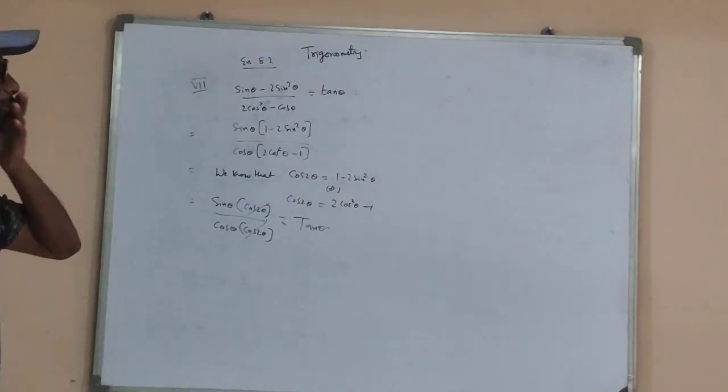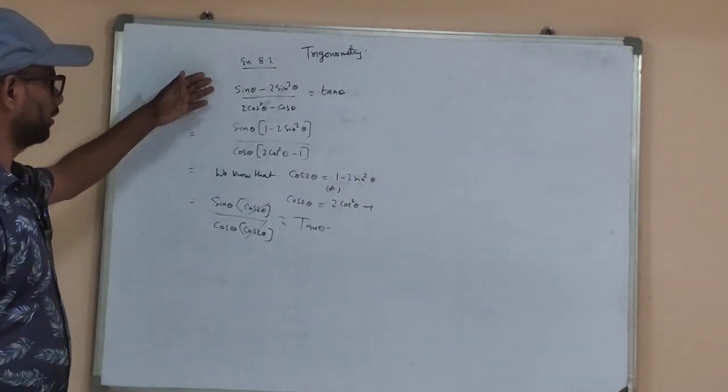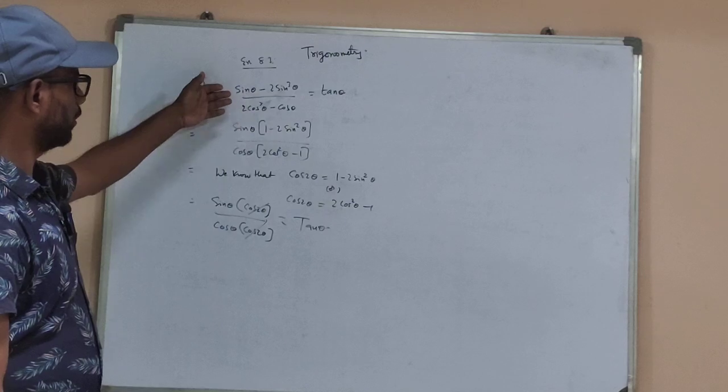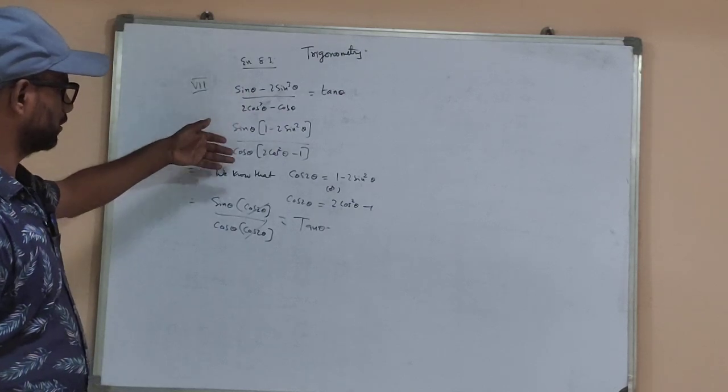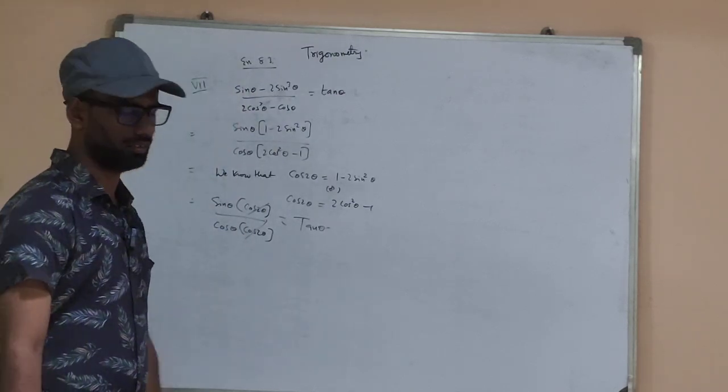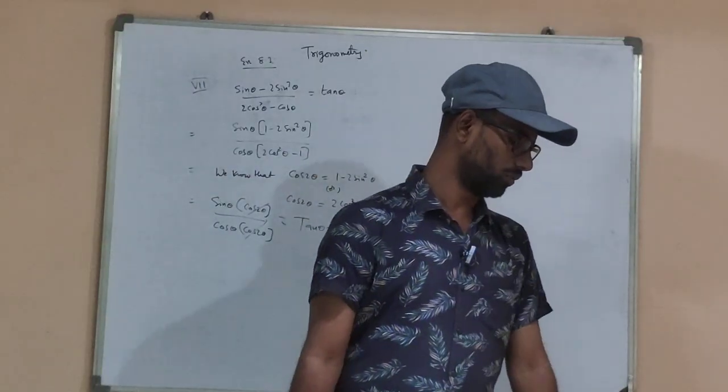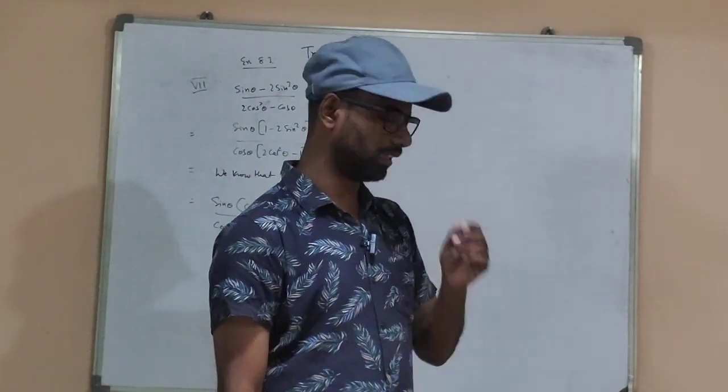So this is a very simple question, maybe a 2-marker question. In the numerator and denominator we have to take sin and cos common like this. So overall this is the solution. From this we have completed exercise 8.3.